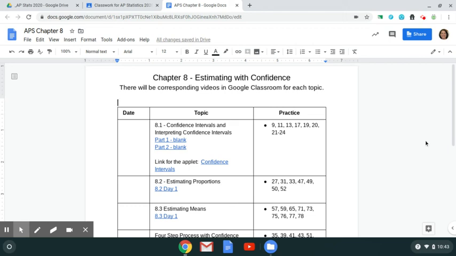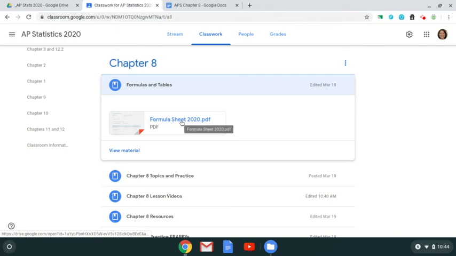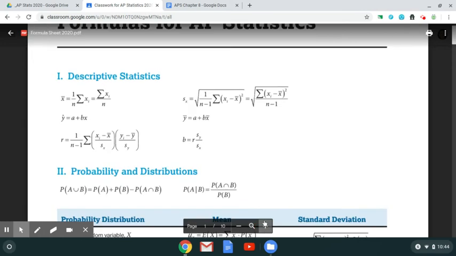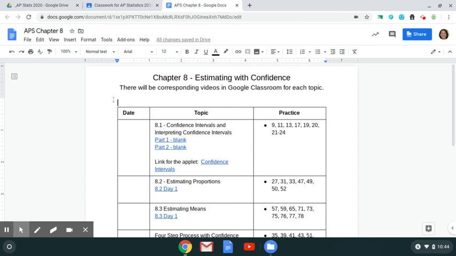Hey guys, so for today, estimating means, lesson 8.3. If you would open up the 8.3 day one notes and also open up your formula sheet, because I'm going to be flipping back and forth a lot to this. You will also need your textbook. There will be some things I need to show you in your textbook, so having that close by will be beneficial.